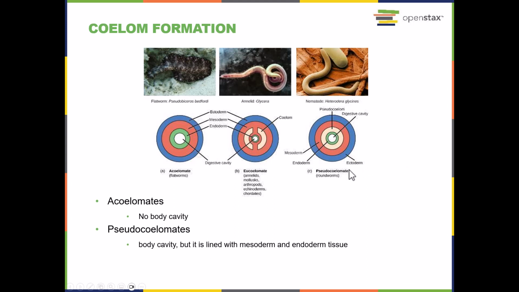They have a coelom, but it's lined on one side with mesoderm and on the other side with endoderm. Here's that coelom. We see endoderm on the inside and we see mesoderm on the outside. If I look at eucoelomates, we have the coelom here, which are these little pouches that form, but then we have mesoderm all the way around it.